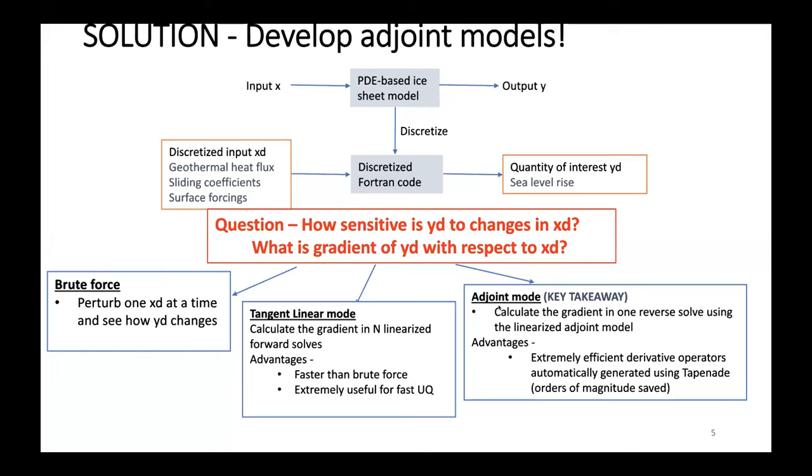And finally, the adjoint mode, which is the key takeaway from this talk, is to calculate the gradient in one single reverse solve using the linearized adjoint model. You can think of the adjoint model as being the transpose operator. The advantages are that Tapenade generates extremely efficient derivative operators that save orders of magnitude of time for deriving this gradient, which I will show the results of in one of the next slides.